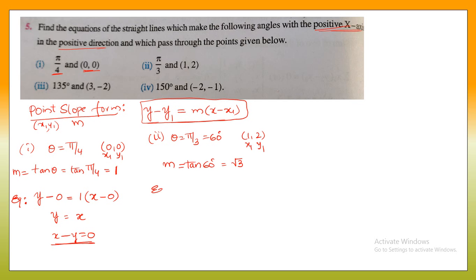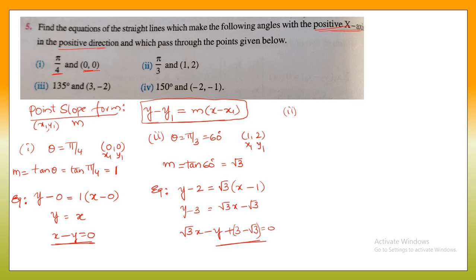Now finding out the equation. So the equation of the straight line is given by y minus y1. So y minus y1, which is 2, is equal to m. So m is nothing but root 3 into x minus x1, which is 1. Now when I do the multiplication, this gives me root 3x minus root 3. Now when I transpose everything to the right hand side, I can write this as root 3x minus y plus 2 minus root 3 is equal to 0. So this is nothing but my line equation, right? Next, moving on to bit number 3.